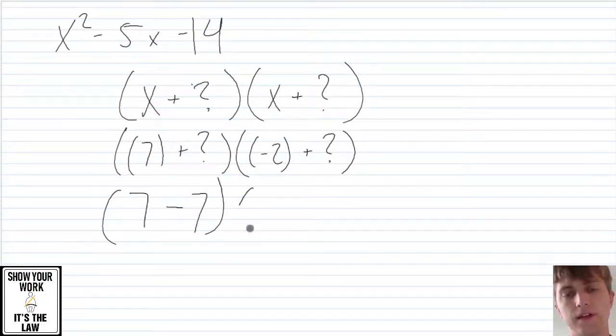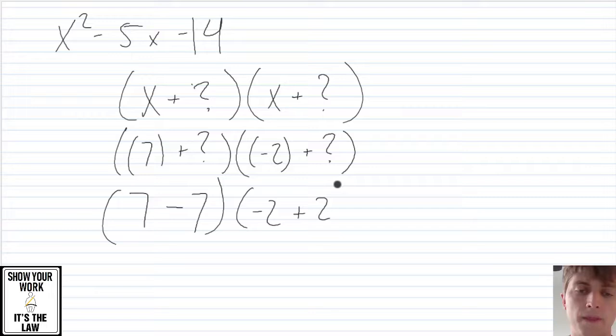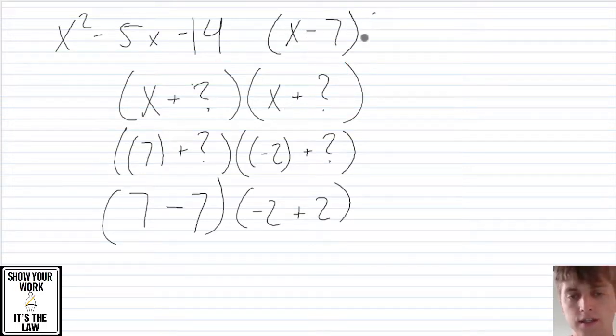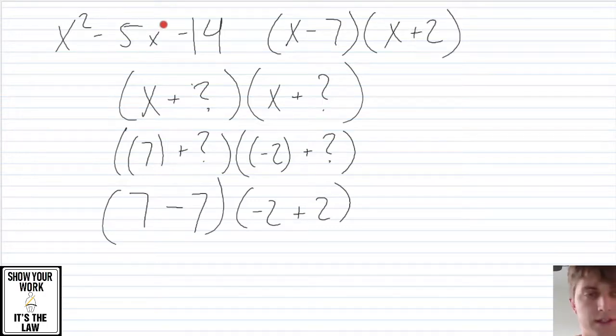And we know that negative 2 plus 2 equals 0. So this is really what we were looking for. We were looking for what is this part right here? Because those are the mystery things we were looking for. So this tells us that x minus 7 times x plus 2 is what gives us x squared minus 5x minus 14. And if we wanted to FOIL that to check it out, we would see that that is correct.